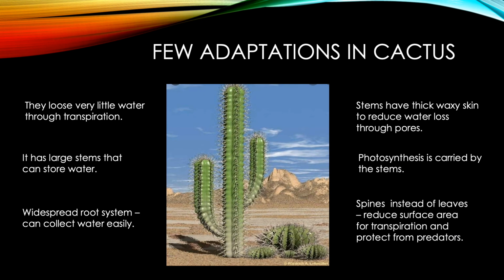A few adaptations in cactus. They lose very little water through transpiration. It has a large stem that can store water. A widespread root system can collect water easily. Stems have a thick, waxy skin to reduce water loss through pores. Photosynthesis is carried out by the stem. Spines instead of leaves reduce surface area for transpiration and protect from predators.